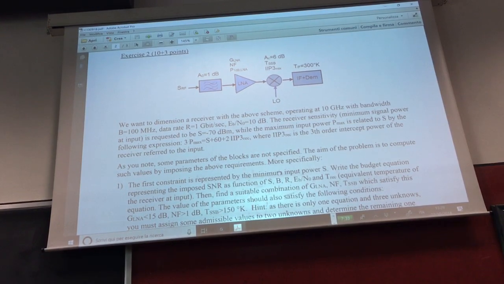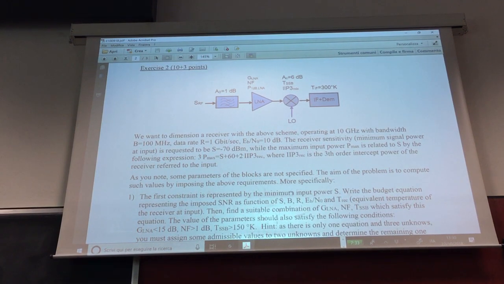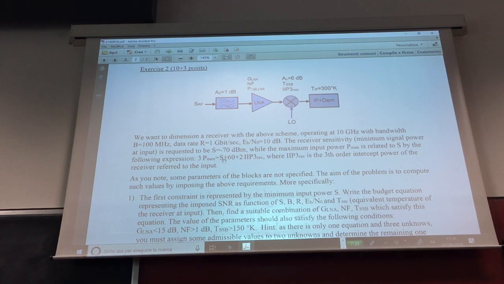We want to dimension a receiver with the Bose scheme operating at 10 GHz with bandwidth 100 MHz, data rate 1 gigabit per second, and Eb over N0 equal to 10 dB. The receiver sensitivity is requested to be S equal to -70 dBm, while the maximum input power is related to S by the following expression: P max equal S plus 60 plus 2 IIP3 rec, where IIP3 rec is the third order intercept point of the receiver referred to the input.